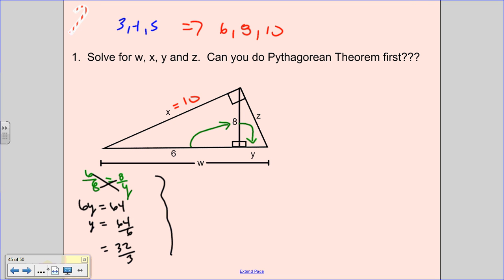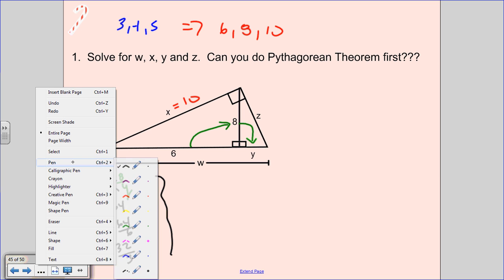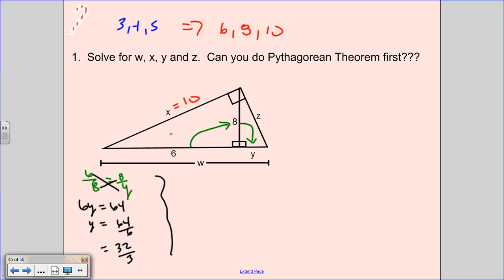Now, to find z, I could use Pythagorean theorem, or I could use the mustache. Let's use the mustache and set up whatever we have. So the mustache says I could take 6 to x, which is now 10, and back from 10 to the whole, which is w. And I can use that to find w.